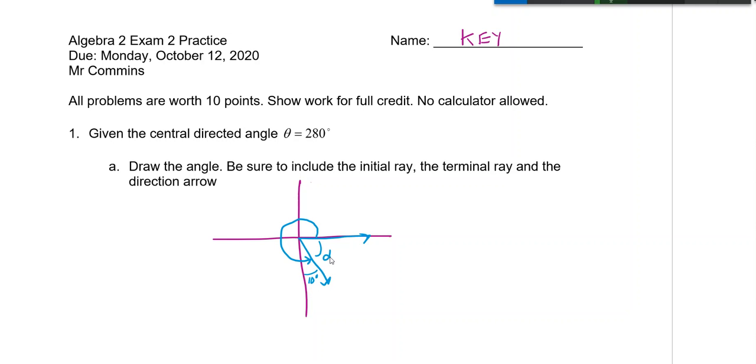The complement, which is the reference angle, is 80 degrees. The reference angle is always positive, always to the horizontal, never to the vertical, even if the vertical is closer, always up to the x-axis. Notice I put an arrow on the initial ray, the terminal ray, and this direction arrow on the angle itself.